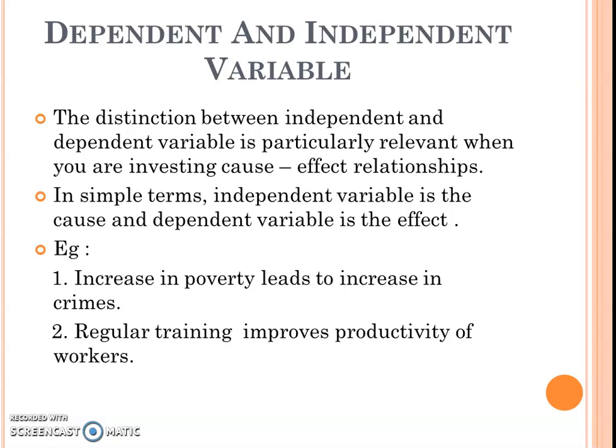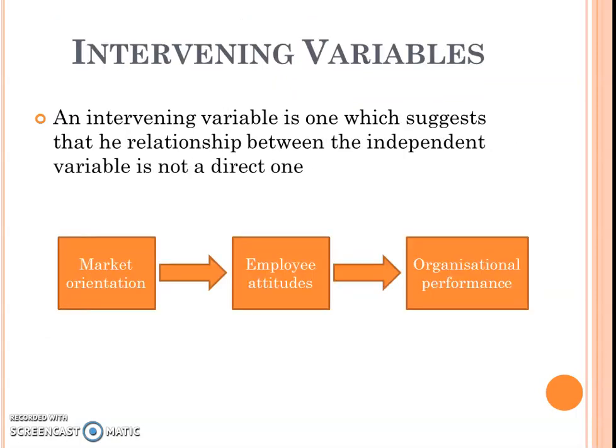Regular training improves the productivity, that is training and productivity. So productivity increases as a result of training. These are jointly connected. That is why, in different scenarios, we have to fix which is the dependent variable and which is the independent variable, which is constant and which depends on something. That we have to take into consideration. Another variable is the intervening variable.